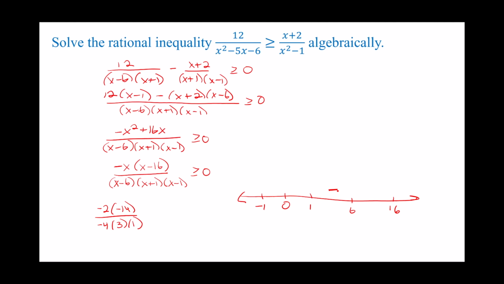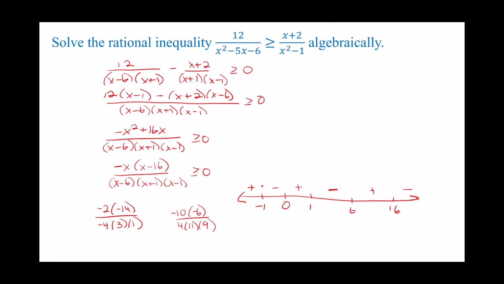Between 6 and 16, let's say I plug in 10. If I plug in 10, I would get negative 10 times negative 6 over 4 times 11 times 9. So 2 negatives make that positive. And again, I'm going to go back and forth between positive and negative because all of my factors have odd multiplicities. If I had a factor with an even multiplicity, let's say it was x minus 16 squared, then on both sides of 16, it would be the same sign. Or you can just check a number in every single interval if you'd rather.